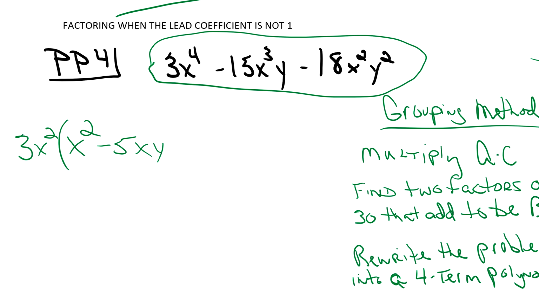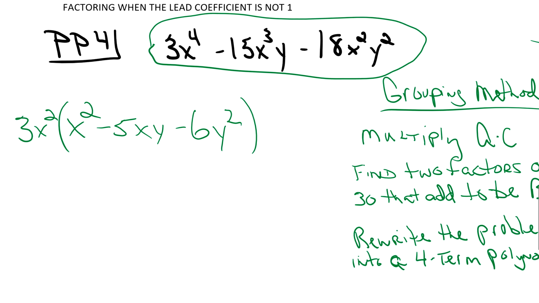And then I've got negative 18 divided by 3 is negative 6. X squared divided by x squared is 1. 1 times 6, so that 6 remains. I don't have to put down the 1. And then y squared divided by 1 is y squared. Okay, you can see how this is developing now.